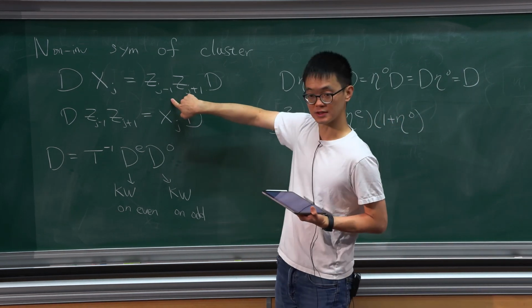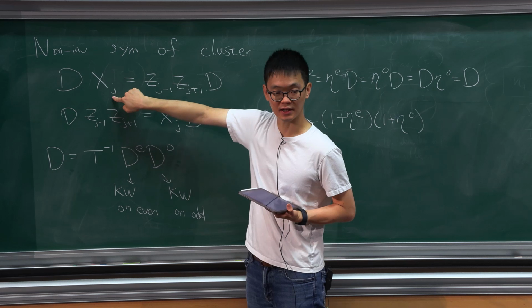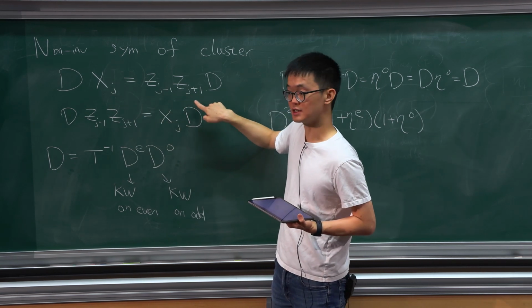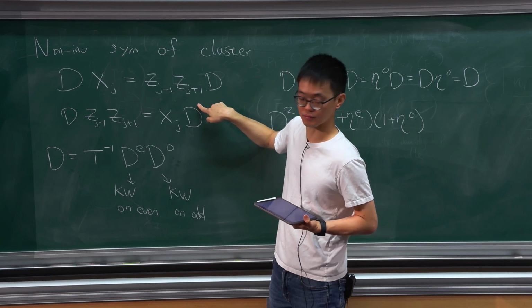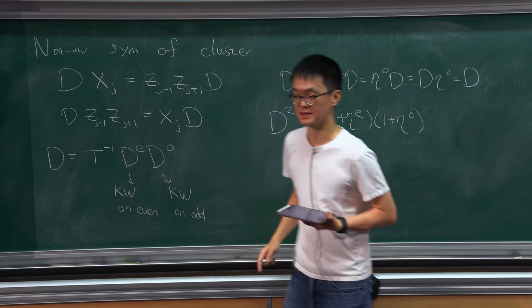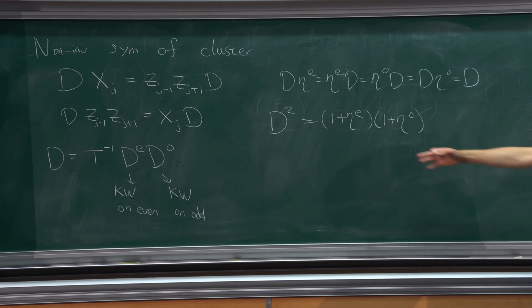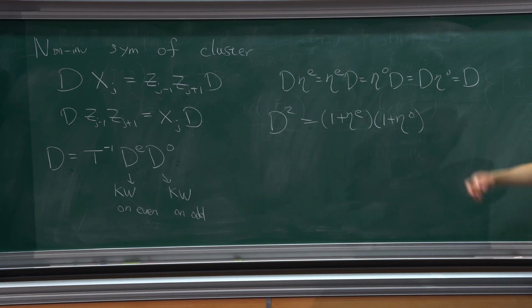It's also clear from this expression. Xj is on the J side. After you do the transformation, you get Zj minus 1, Zj plus 1, which you can think of as centered on the J side. So this operator doesn't move the local operator. That's why when you square it, you don't get any factor on the right-hand side.